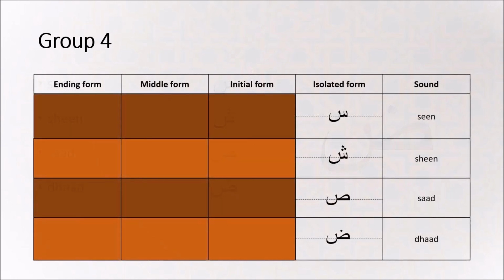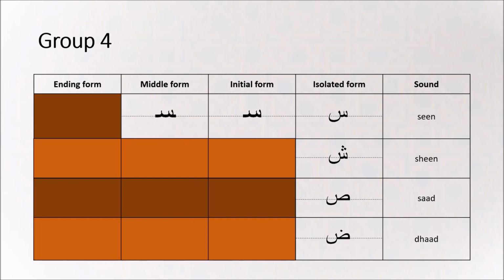Alright, let's have a look at their forms. Seen in the initial form. We start writing Seen, but don't add the part that goes under the line. So we write the teeth and add a helping line to the left. In the middle form, we start with a helping line coming from the right, we add the teeth, and end with a helping line to the left. And in the ending form, just like most letters, we start with a helping line from the right, and add Seen in its isolated form to it.